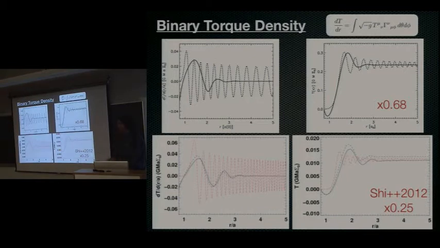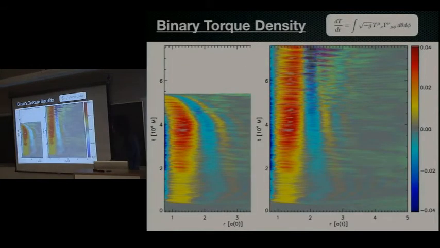Also, our torque curves look surprisingly similar, though we start with different initial conditions. One difference is the magnitude. We have to scale. We're at 0.68 times the linear theory estimate, whereas Shi et al. is at a quarter of that. So there's an amplitude shift, but we find that this amplitude grows secularly over time, so we may be in a different regime of the correlation.